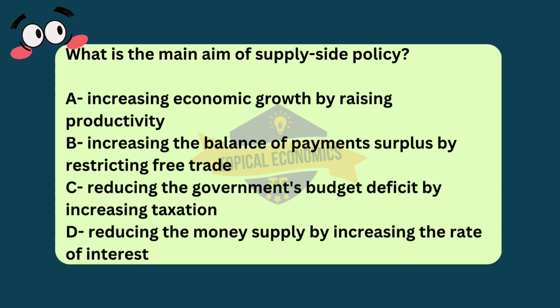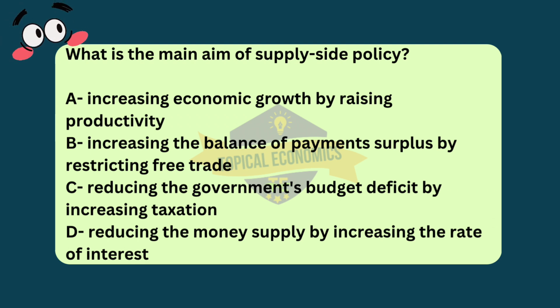Next, option C, reducing the government's budget deficit by increasing taxation, describes a fiscal policy measure aimed at increasing government revenue, but it is not a supply-side policy. Supply-side policies focus on enhancing the economy's supply and output potential, not just boosting government revenue through higher taxes.